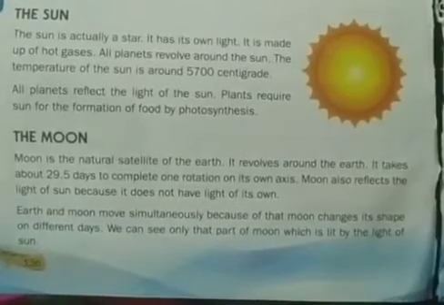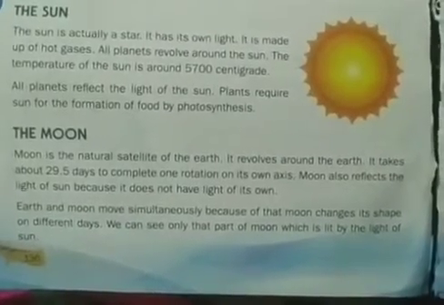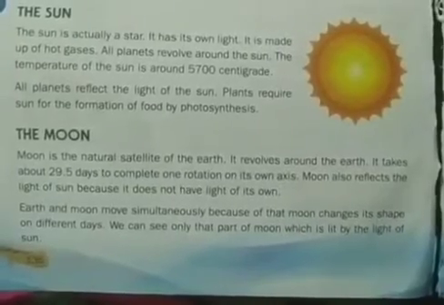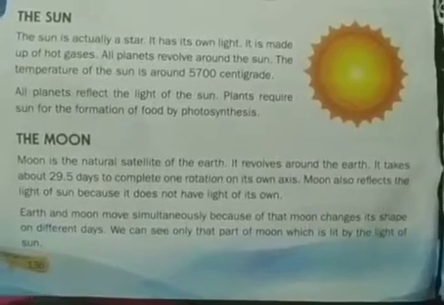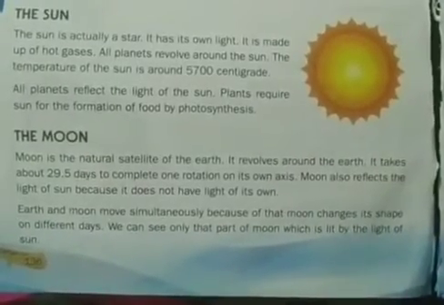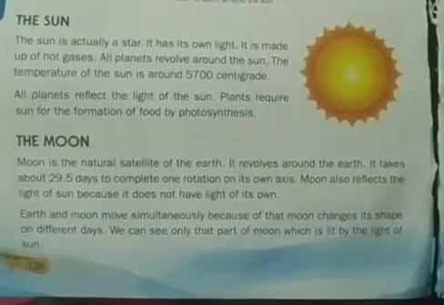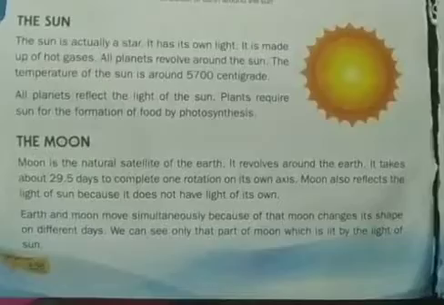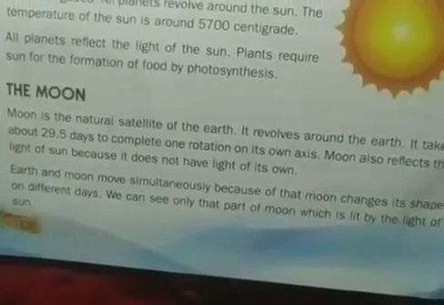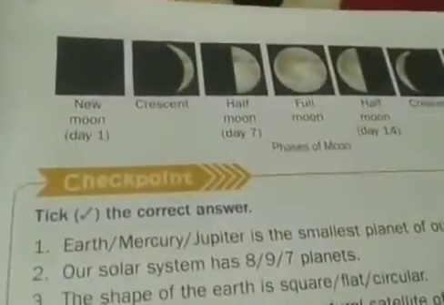So the moon is a natural satellite of the earth. Okay, and it also has no light of its own. However, it appears bright because it takes light from the sun. It takes about 29.5 days to complete one rotation. So in the sky we see that moon changes its shape on different days, isn't it? So how? We just see on the pictures.